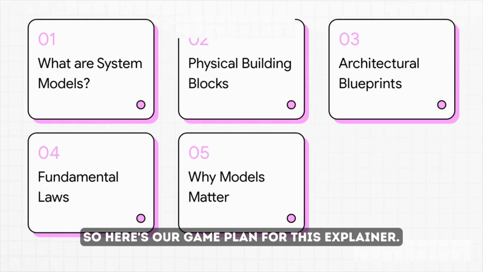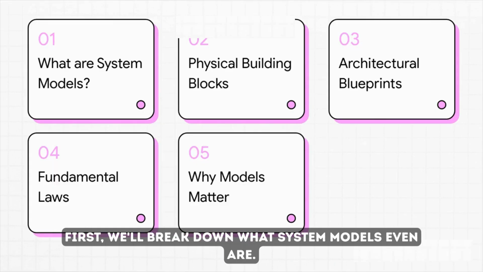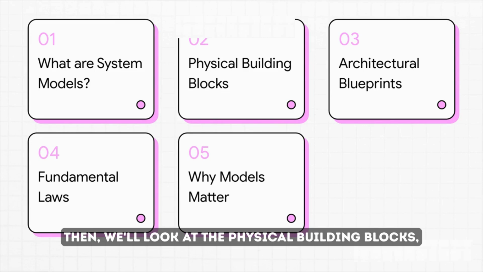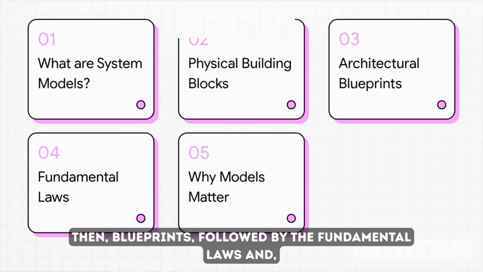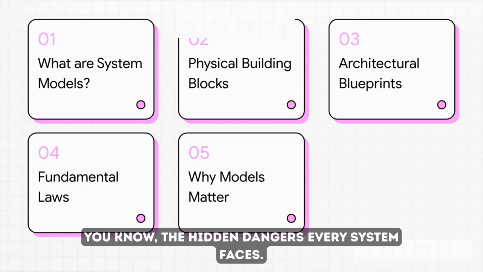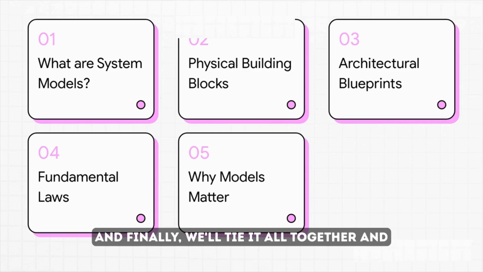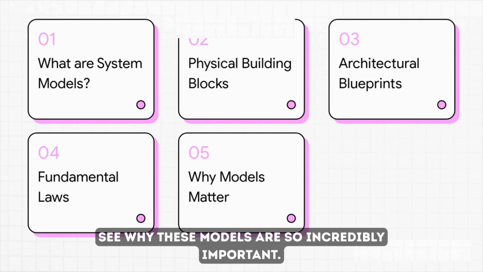So here's our game plan for this explainer. First, we'll break down what system models even are. Then we'll look at the physical building blocks, the actual hardware. After that, we'll dive into the architectural blueprints, followed by the fundamental laws and the hidden dangers every system faces. And finally, we'll tie it all together and see why these models are so incredibly important.